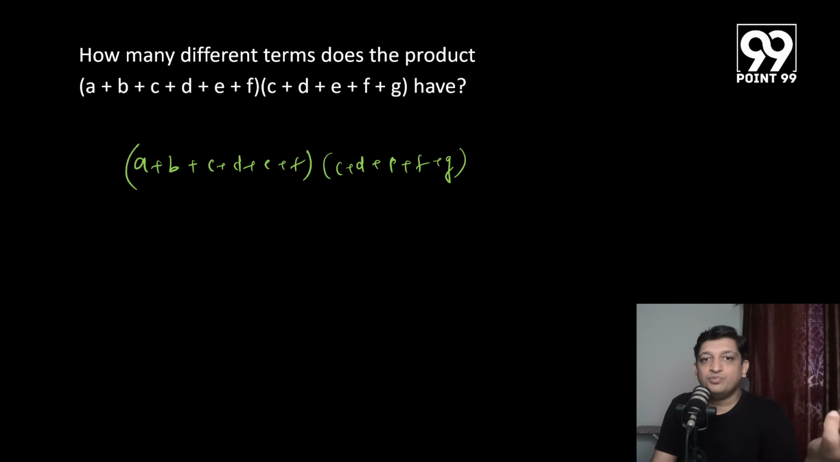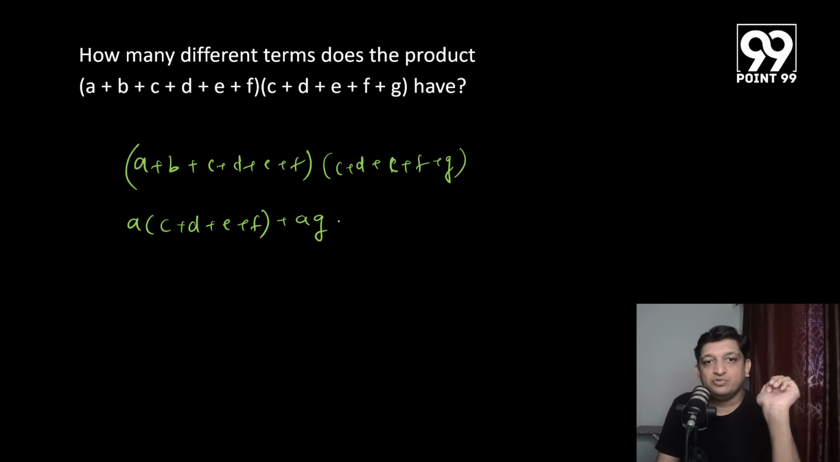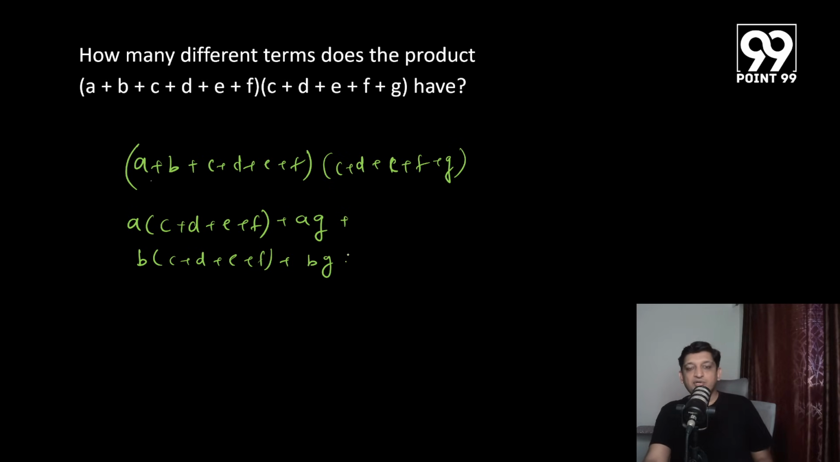Now, how do I improve upon this, or make my effort less than whatever I'm doing right now? Right? I will just have to take C plus D plus E plus F common and see what all things we are multiplying it by. In other words, I'll just show it to you in an easier manner: A into C plus D plus E plus F plus A into G. Now this is basically going to be the expansion of this part. Then again, I'm going to get plus B into C plus D plus E plus F plus B into G. So this is how things are going to progress.